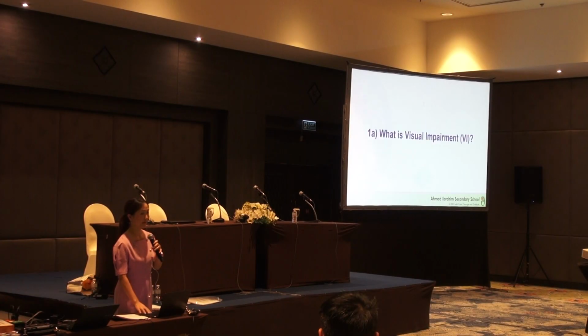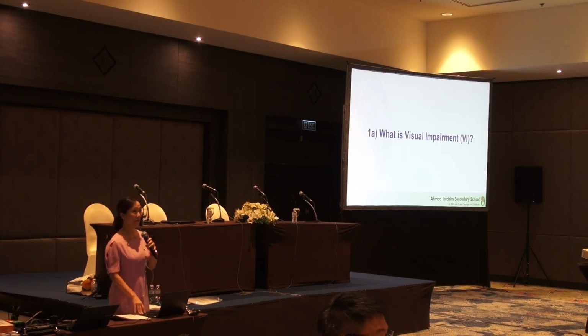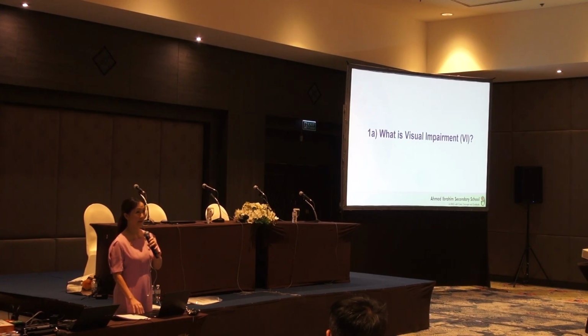Okay, so what's visual impairment? Basically, if you are wearing spectacles that can correct your vision, you're not visually impaired. Visual impairment is when, with the aid of a pair of spectacles, you still are not able to see properly. Yeah, and the doctors will diagnose your visual impairment.